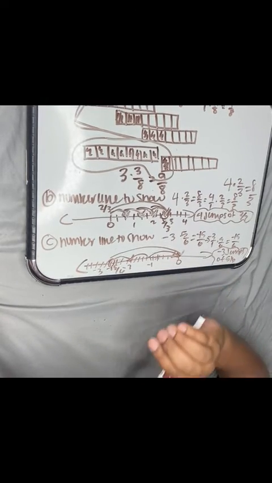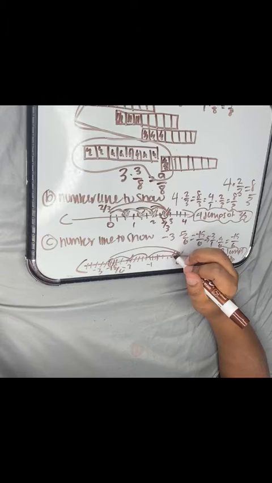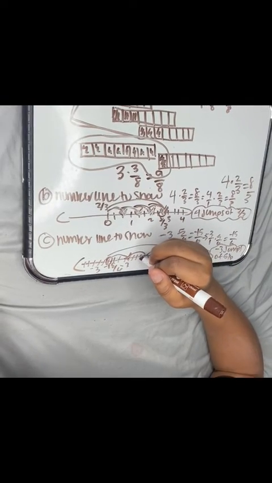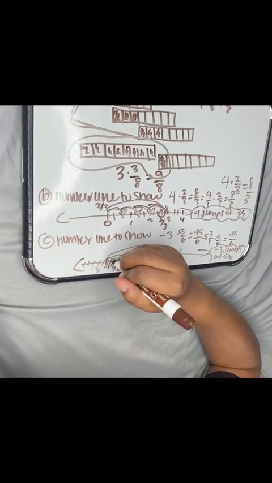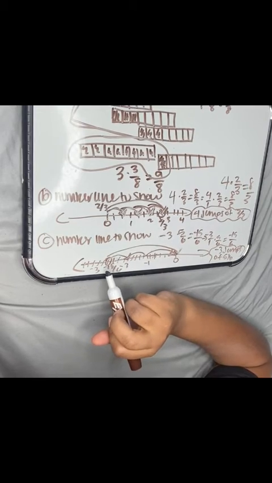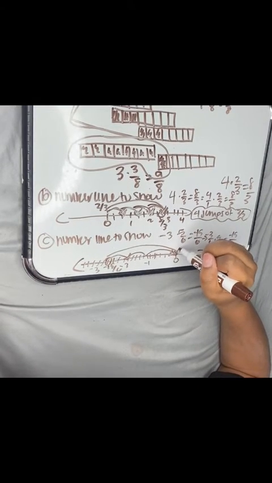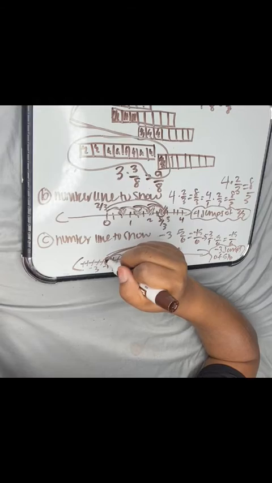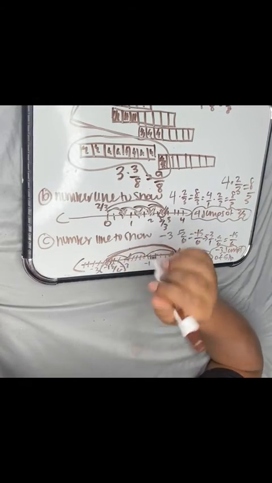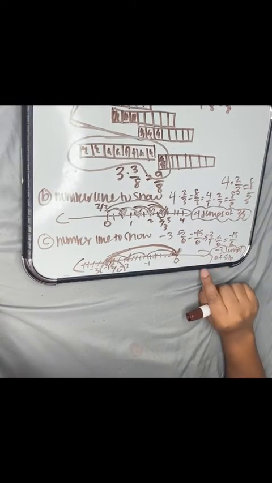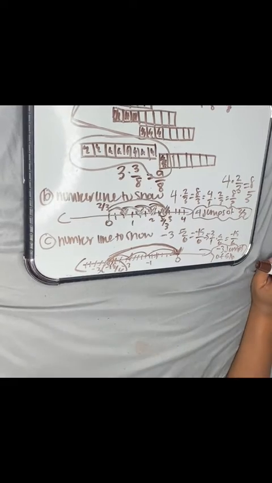We're jumping 3 times, 5 spots. So 1, 2, 3, 4, 5. That's 1. 1, 2, 3, 4, 5. That's 2. 1, 2, 3, 4, 5. That's 3. Jump 3 times. The arrow still goes to the left from 0. But that gives us -15/6, which is what they said the answer would be.